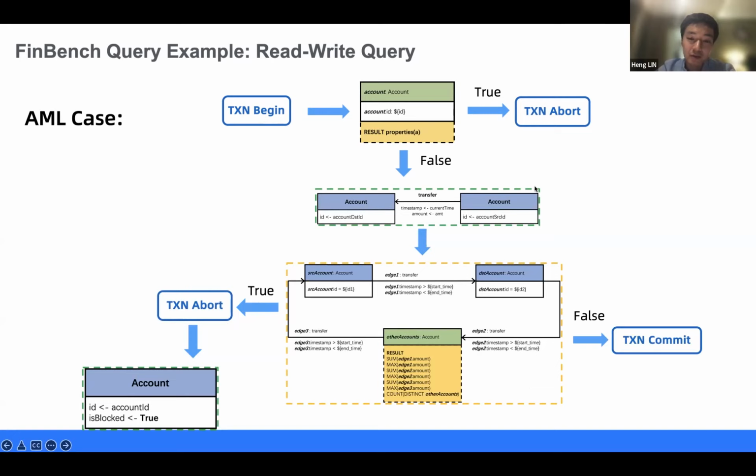When it aborts, this write query should not be submitted to the graph database system. After the abort, we will treat this account as having some problem and mark it in the blacklist. When the result is false, the transaction can be committed. So in the financial scenario, we have read-write queries in a transaction.